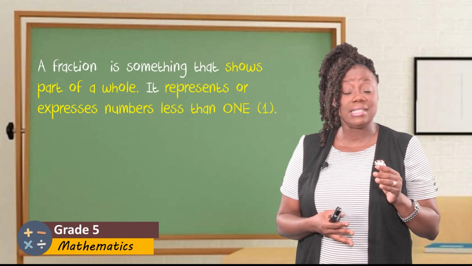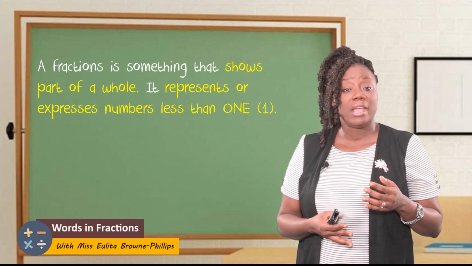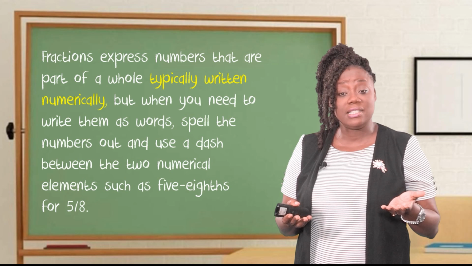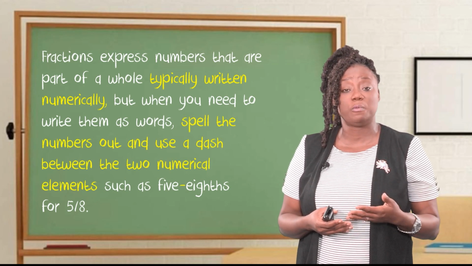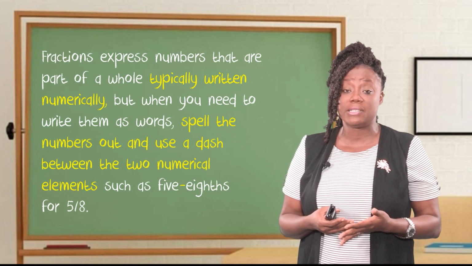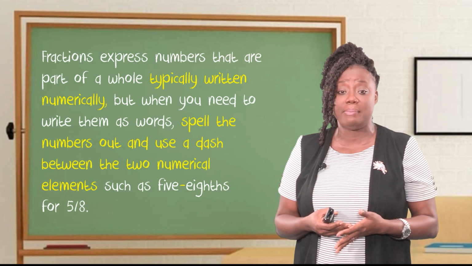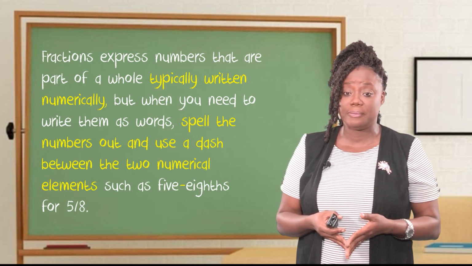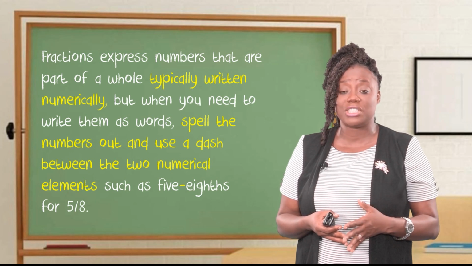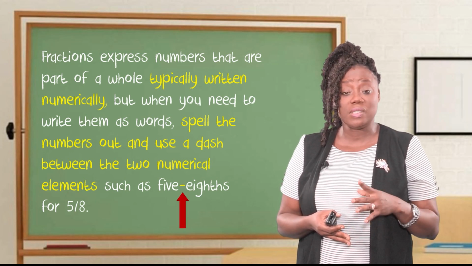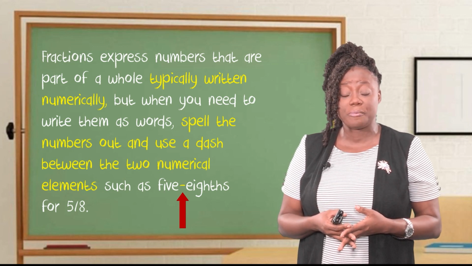They represent values less than 1. They are typically written numerically, but when we need to write them as words, we spell the numbers out and use a dash between the two numerical elements. Example, five-eighths for the fraction 5/8. Do you see the dash between the two numerical elements, boys and girls?